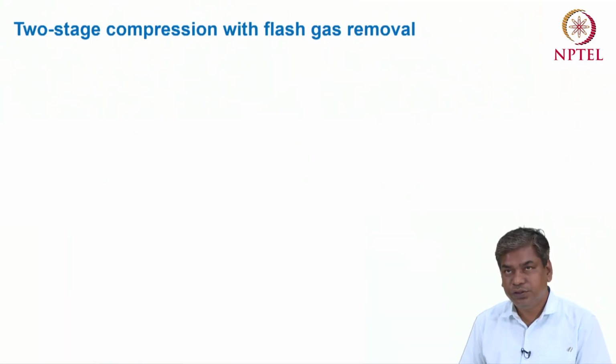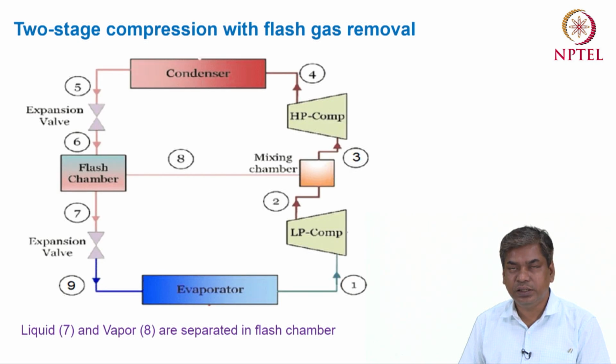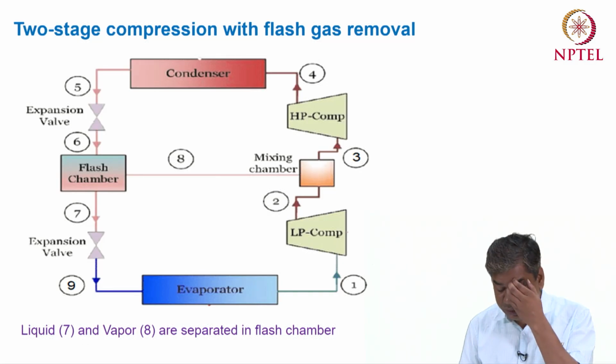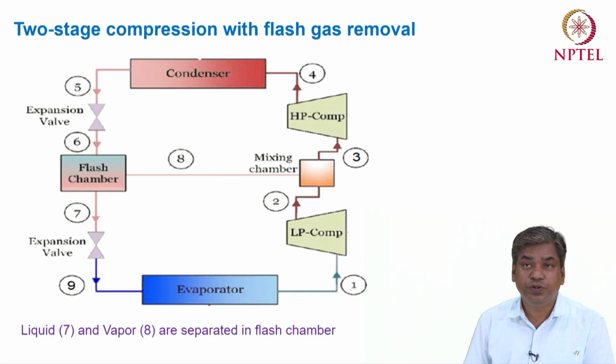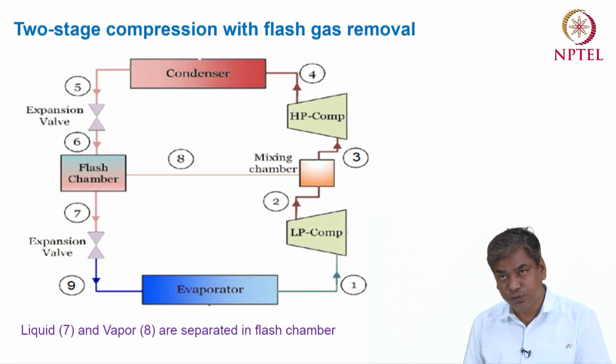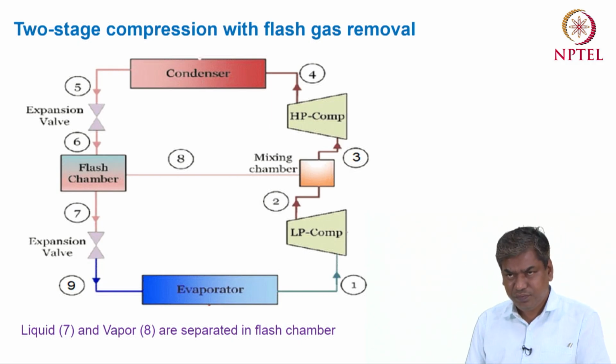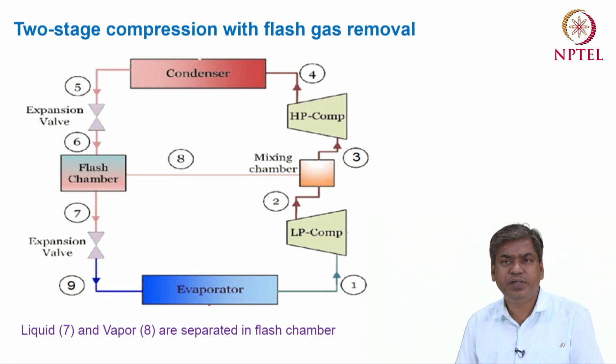So this cycle is multi-stage compression with flash gas removal. Two-stage compression with flash gas removal is what I will discuss in this case. Here also we are using two compressors, and in between the two compressors we will change the configuration slightly. In this case we will maintain some intermediate pressure.